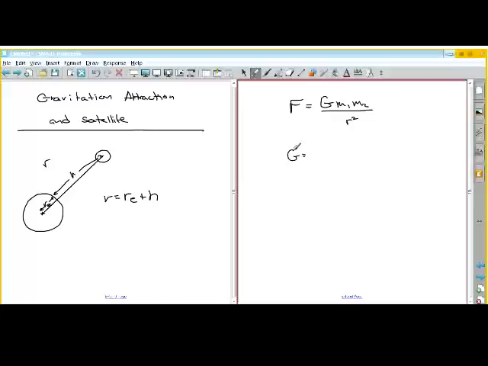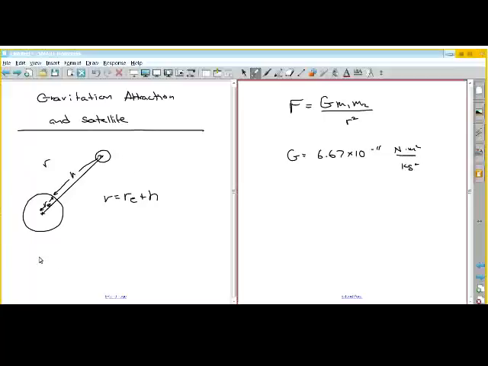And G is in your book, but since I'm not letting you use your book, I'll give it to you, and you can write it down so that you don't forget it. So it's 6.67 times 10 to the minus 11 newton meter squared per kilogram squared. And we could have figured that out because if we solve for G, you're going to have newtons meter squared per kilogram squared. Okay, so that's the universal gravitational constant.